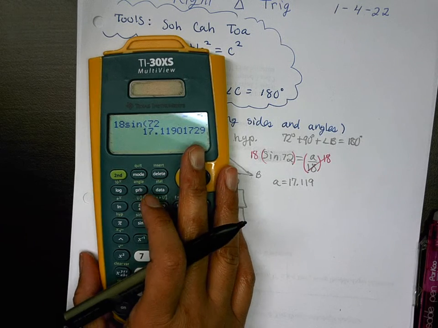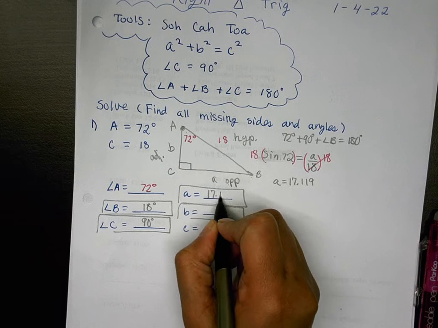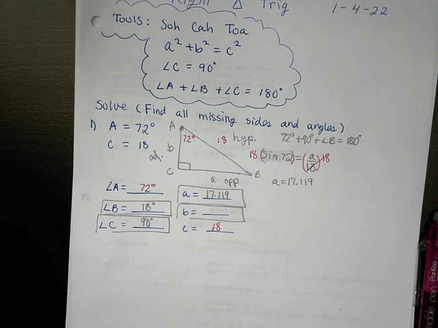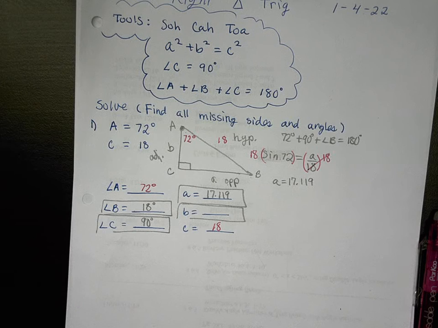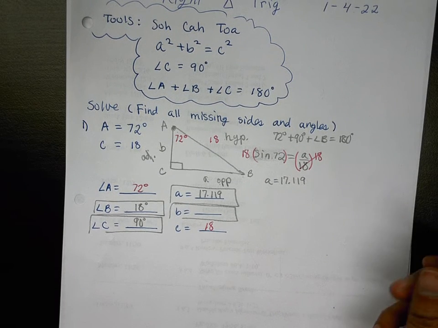And it's going to be pretty much 3 decimal places across the board. 17.119. Even if the book says otherwise, use 3 decimal places because that's what it's going to ask for on the test. Okay.